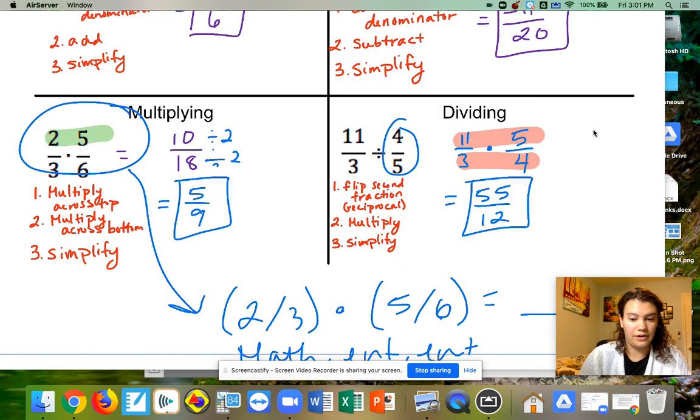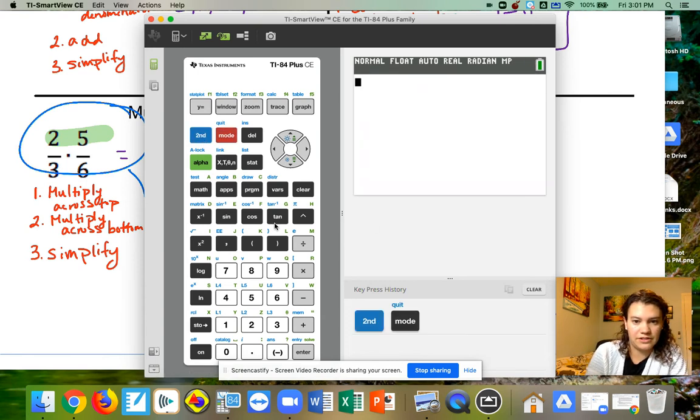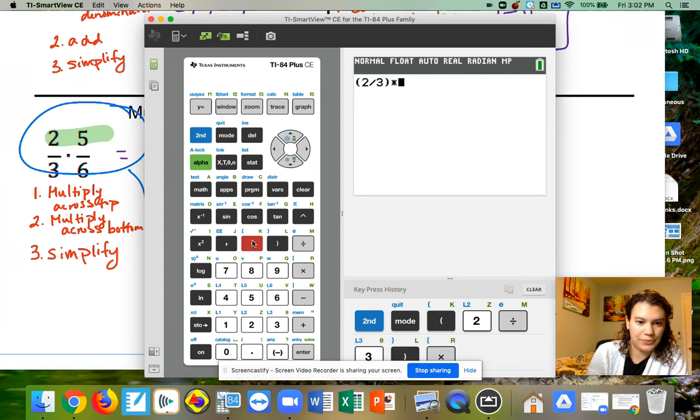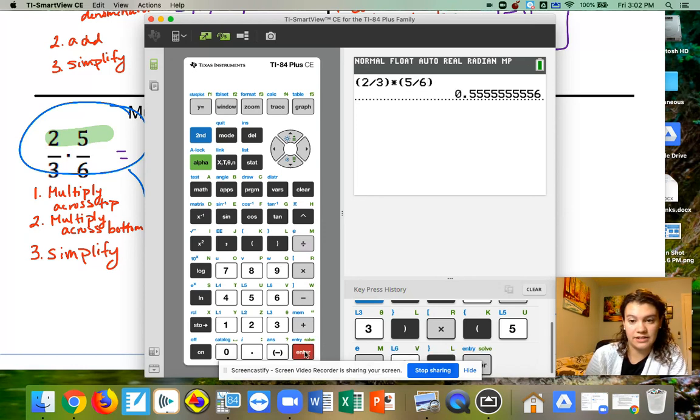All right, back to our calculator example. So if I go to the main screen here, and we want to enter this fraction right here, you can do parentheses 2 divided by 3, close your parenthesis, times parenthesis 5 divided by 6, close your parenthesis, hit enter, and it's going to give you a fraction or a decimal like this.